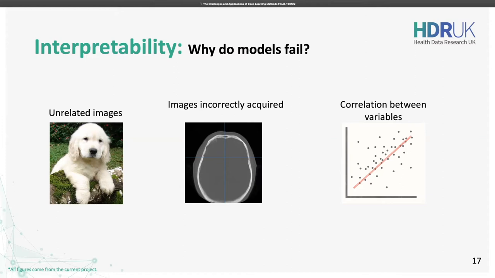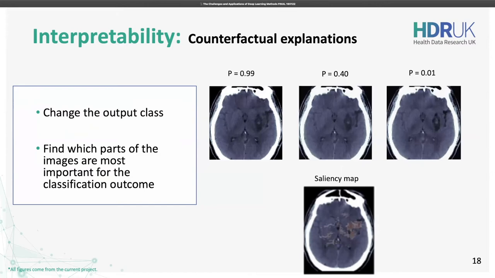So the approach that we chose to follow in order to work on interpretability was to generate counterfactual explanations. So how do counterfactual explanations work? Basically, given a certain input image for which we know that a neural network predicts a certain class, a counterfactual explanation identifies how the image should be changed for the output class to change. So in this way, we are able to understand which parts of the image are the most important for the classification outcome, and understand how they need to be changed in order to obtain a different class.